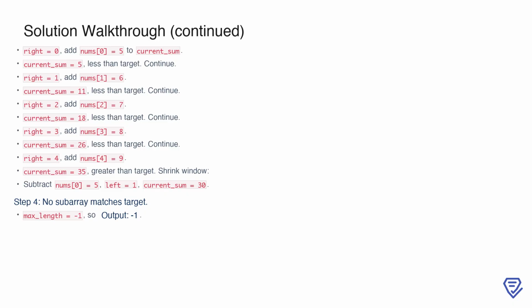Despite this adjustment, no subarray sums to the target of 31. As a result, max_length remains -1, indicating no valid subarray was found. The output for this case is -1.